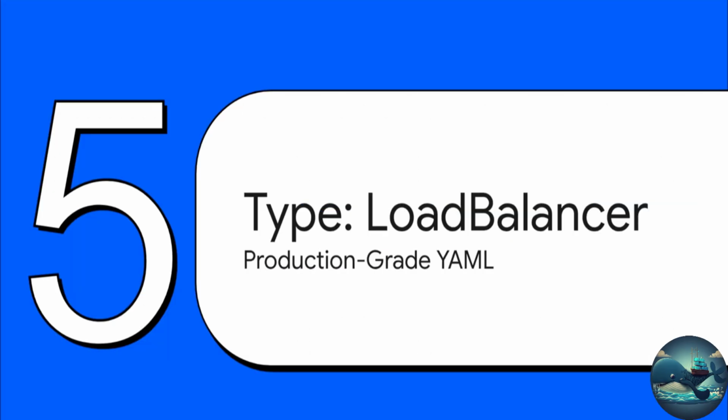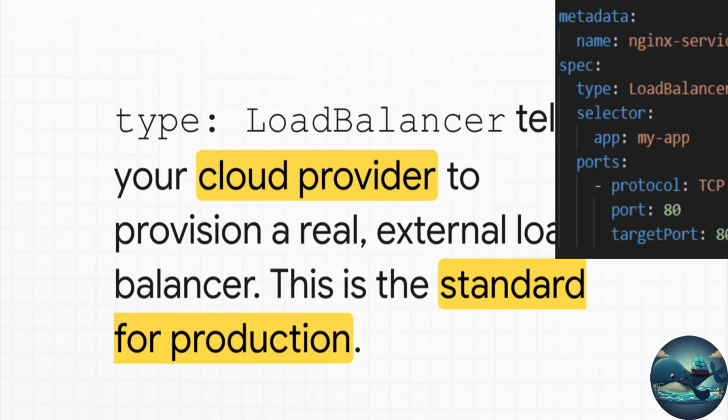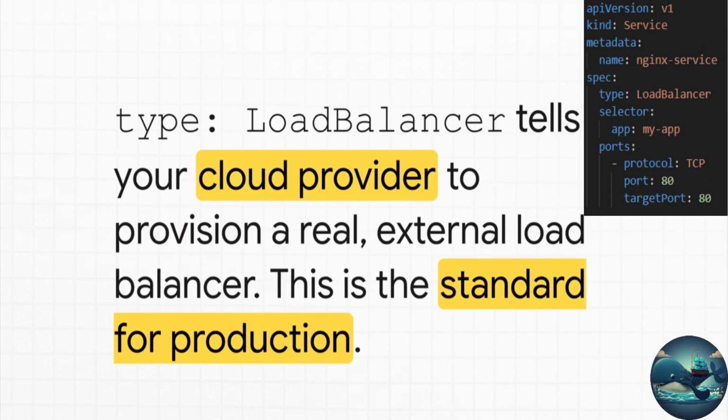For real production environments, though, especially in the cloud, you're going to want something way more robust. And this is where the LoadBalancer service type really shines. The load balancer is pretty much the gold standard for production apps running in the cloud. And what's wild is how simple the YAML is. I mean, look at it. You basically just change one line: type: LoadBalancer.